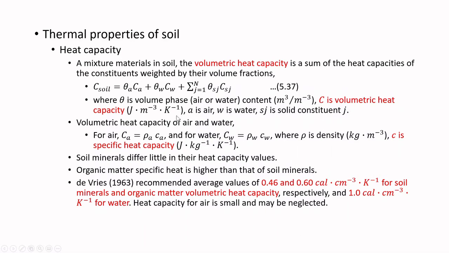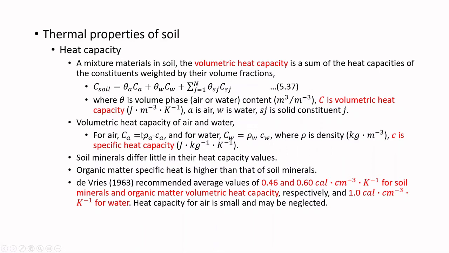Okay, so for the volumetric heat capacity of air and water, for air, C A can be given by rho A, the density of air, multiplied with the small c A. So the small c A is actually the specific heat capacity. When you have the word specific, what does it mean? Specific means it's per kg. So you have a kg.